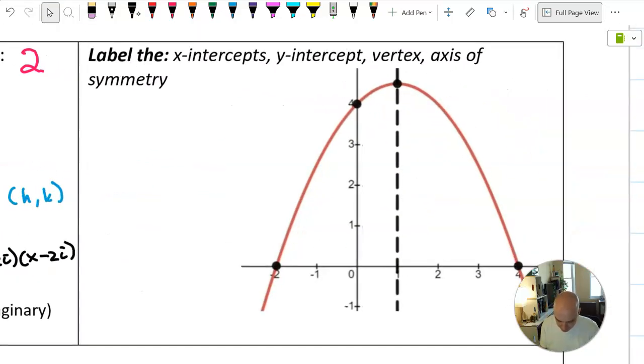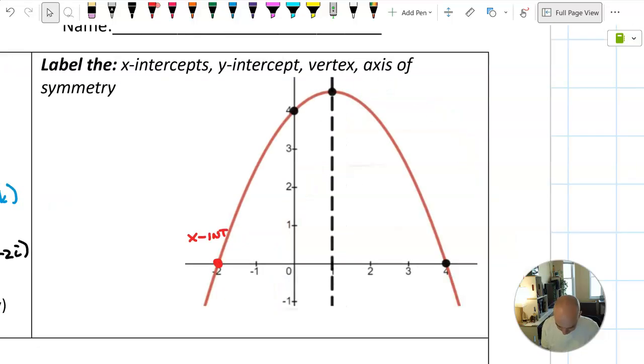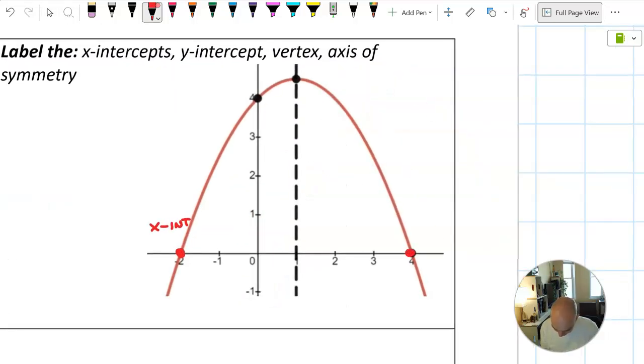And let's just make sure we understand the parts of a parabola. So on this graph, it says label the x-intercepts, y-intercepts, vertex, and axis of symmetry. Let's just pop that in and do that. The x-intercepts are where the graph intersects the x-axis, so we'll say right here is an x-intercept. We'll just do x-int, we'll make that red. We'll say same here is an x-int.